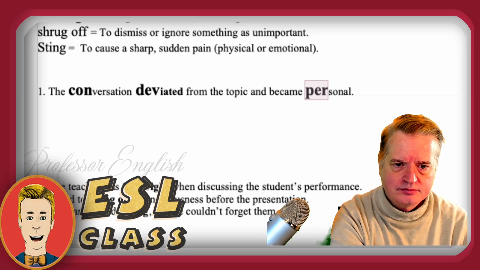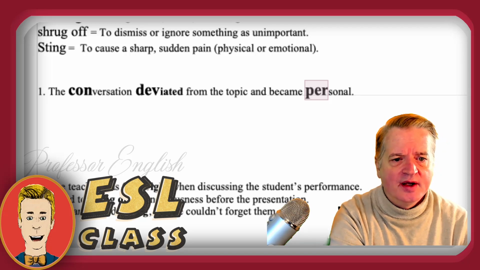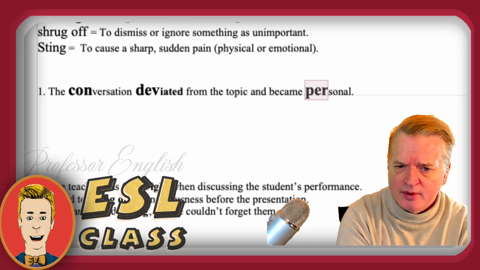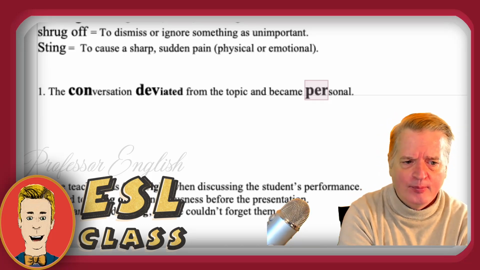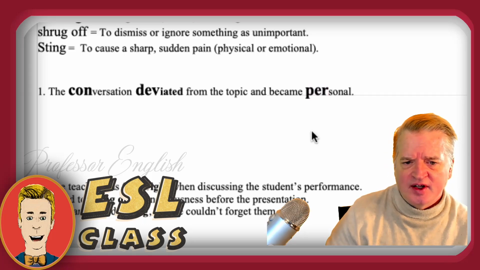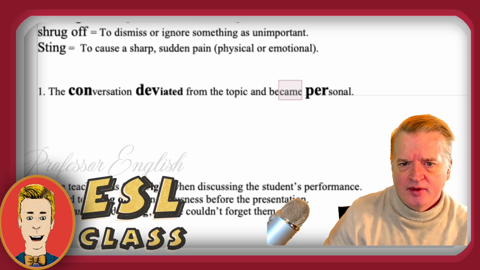Became. Okay, became. And where's the accented syllable in that word? Became. The second one. Okay, the second one. Became. All right. Yes, became. Any other words?